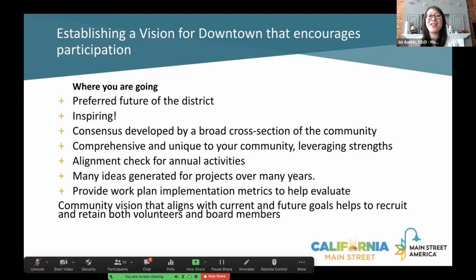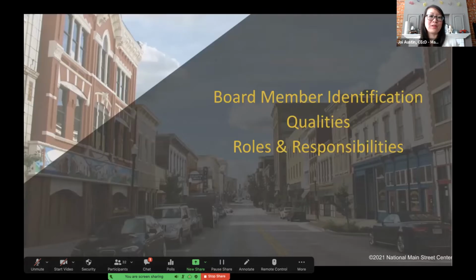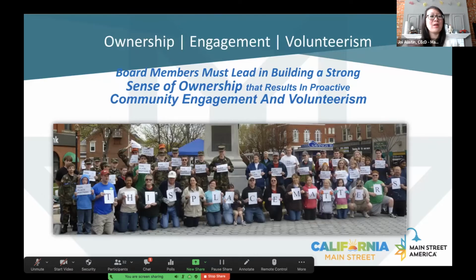It's not a destination. You are going to hit lots of different goals and you're going to check a lot of boxes, but then it just continues. And you really are building leadership and a board to help continue that work with you. Having that vision for your community that aligns with where you are and where you want to be is also the foundation for your work, and also for recruiting leaders. So, really start to think about the future, be inspiring, and, again, that community vision that aligns with current and future goals helps with that retention and recruitment effort.